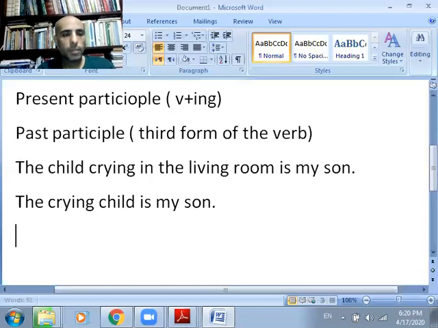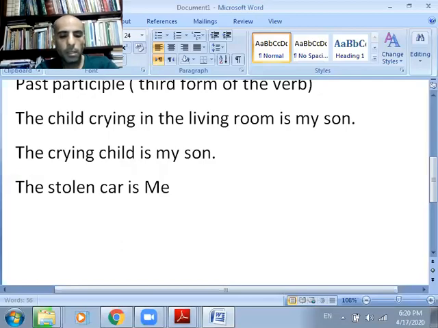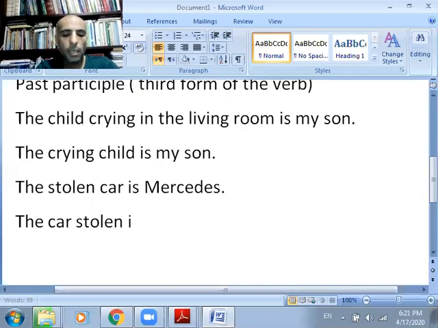يبقى ناخد مثال على ال past participle اللي هو ال ed او التصريف التالي. مثلا the stolen car is Mercedes. The stolen car is Mercedes. يبقى إذا هنا where is the adjective stolen؟ لأنها past participle يعني بتساوي ed adjectives. طيب هنا before or after the noun؟ before the noun. طيب the car stolen in the morning is Mercedes.